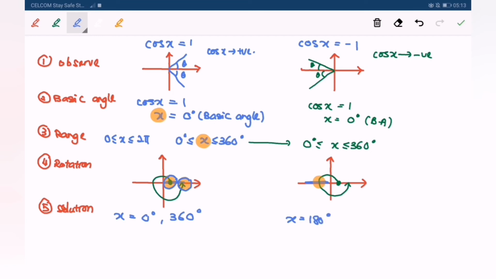Do remember to convert the degree into radian. So final answer, x will be equals to 0 radian, next will be pi, and then followed by the final one will be 2 pi radian.